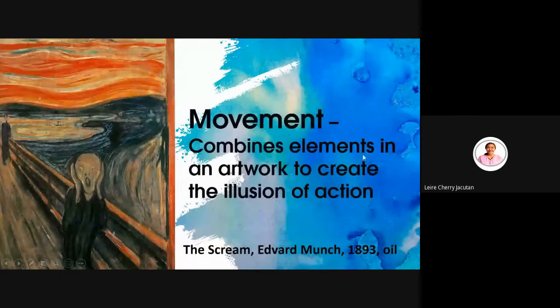So, next principle is the principle of movement. There are some paintings that try to convey a sense of movement, or paggalaw ng mga characters or paggalaw nung mismong image. So, yan. So, pag nakakita tayo ng mga ganong klaseng painting, gumagamit siya ng principle of movement. So, it combines elements in an artwork to create an illusion of action. So, just like the painting of The Scream.